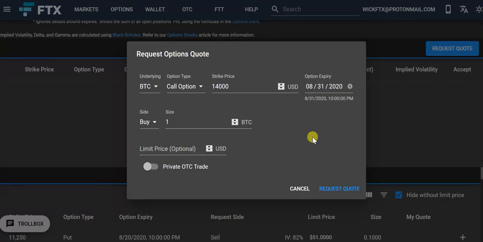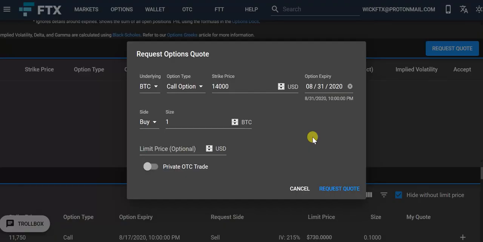Okay, now let's recap a little bit. What does this trade mean? Well, you're basically taking a bet that Bitcoin will climb above $14,000 by the 31st in 2 weeks. And you're placing that trade on one full Bitcoin.